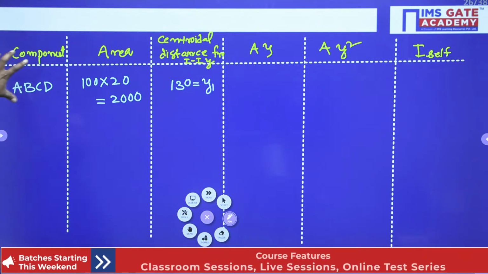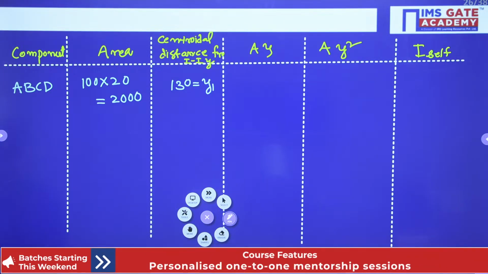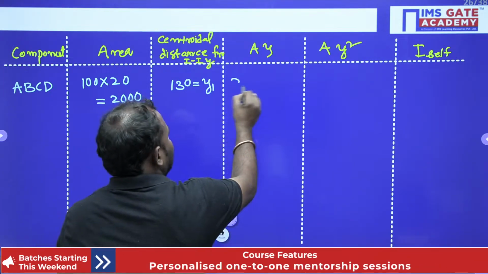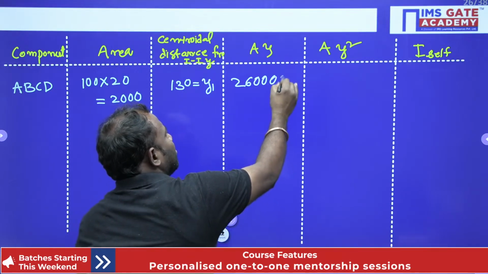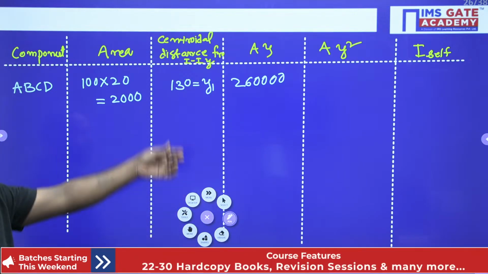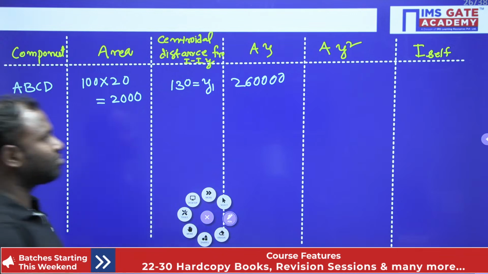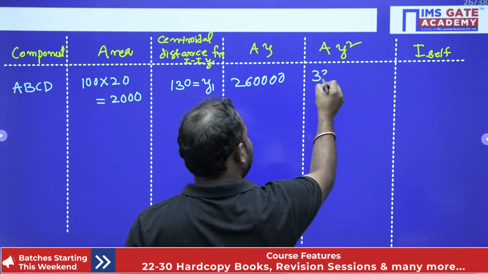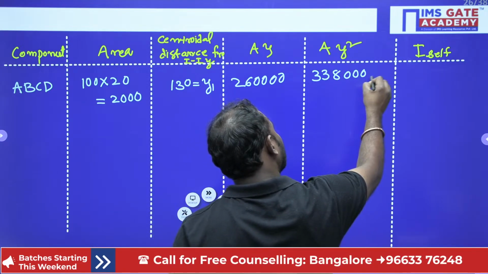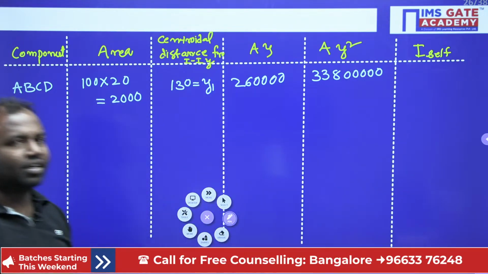Now, we are taking component ABCD as 1, right? Now, A times y. Multiply these two. So, if I multiply this area and this one, then I am going to get 260000. Now, this into 130 again, you do, and you are going to get 3380000, right?